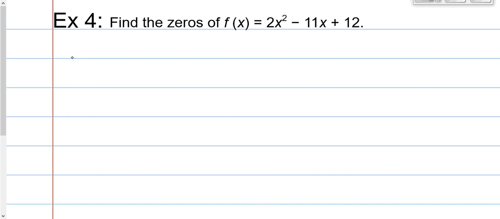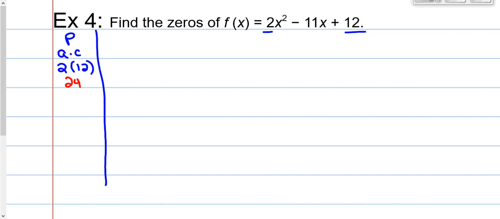So here we have A times C again for our product. So A is 2, C is 12. Well, 2 times 12 is 24. You notice this time I wrote all of that before I drew my table, so I'd have room for it. And the sum is negative 11 from right there.